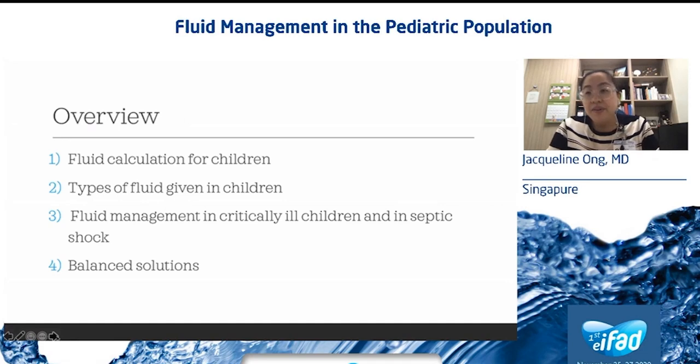So the overview for this session is really in four areas. One would be how we calculate fluids for children, the type of fluid that we give, how we manage fluid in critically ill children and in septic shock, in the area that's close to my heart. And then, of course, the ongoing work that is being done in terms of the use of balanced solutions in children.